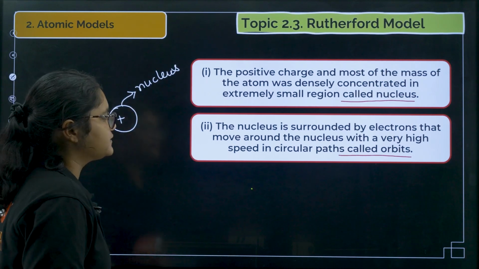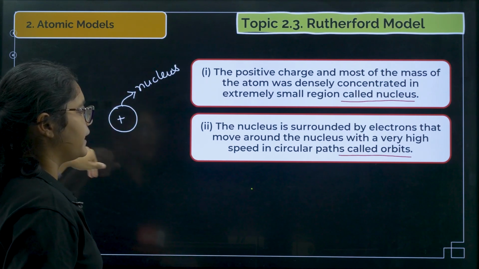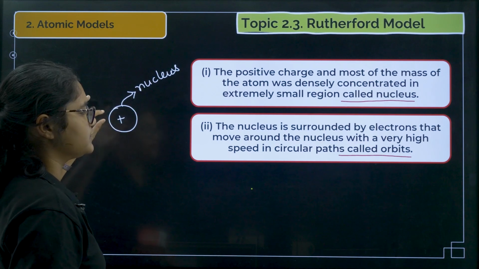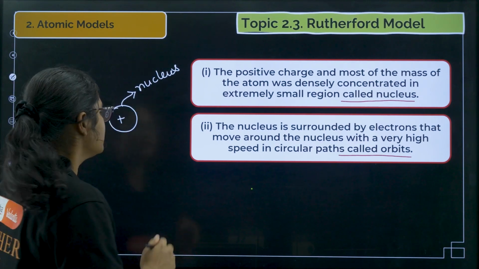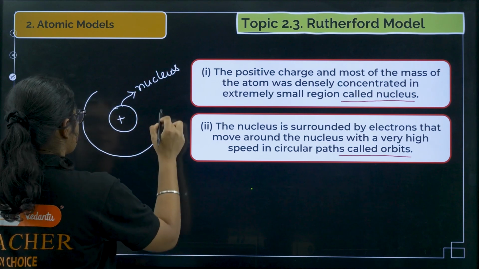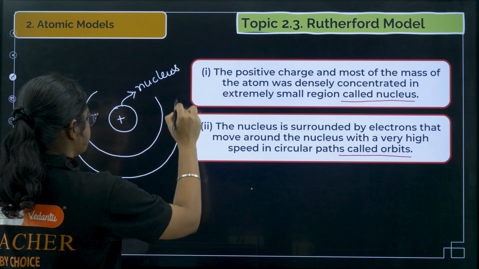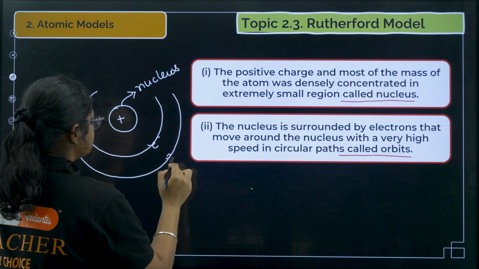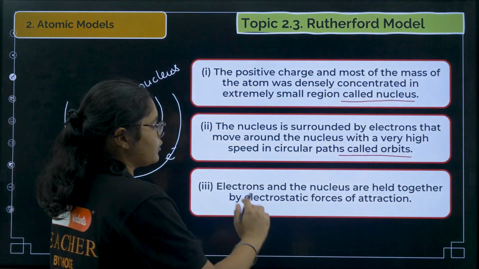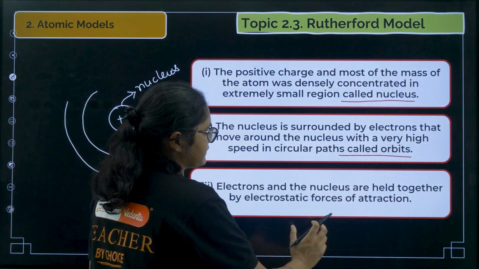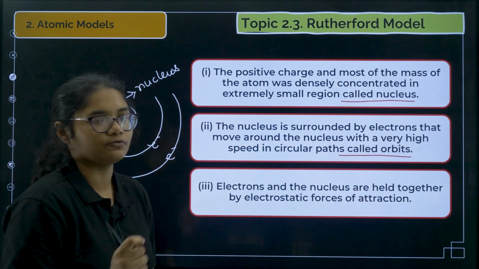Okay. Next, the nucleus is surrounded by electrons that move around the nucleus with a very high speed in circular paths called orbits. Okay, so these electrons move around the nucleus in circular paths called orbits. Now third one, electrons and the nucleus are held together by the electrostatic force of attraction.